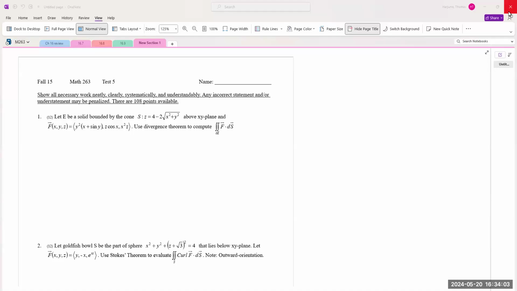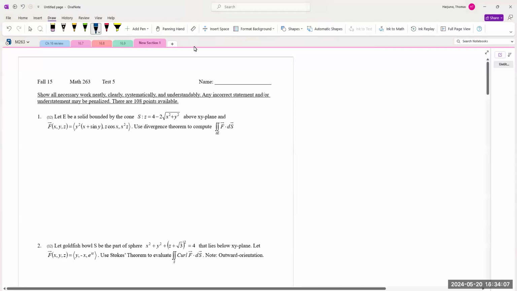Hello everyone, today we will go for this F15 test 5. You can see that this test 5 actually consists of chapter 16.3 I think up to 16.9. Now your test will be from 16.1 to 16.9. Okay, let's start.